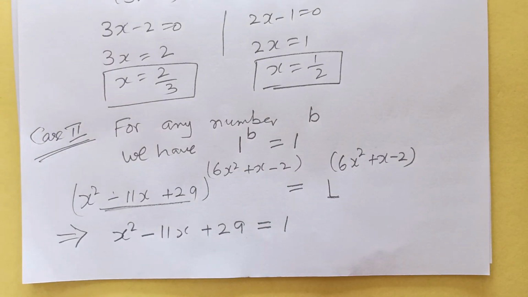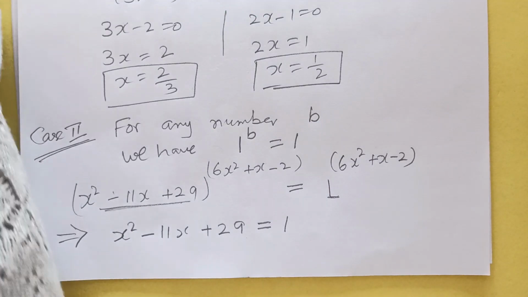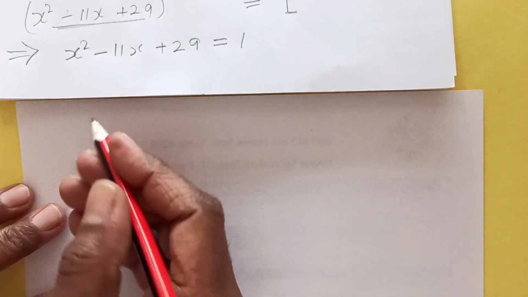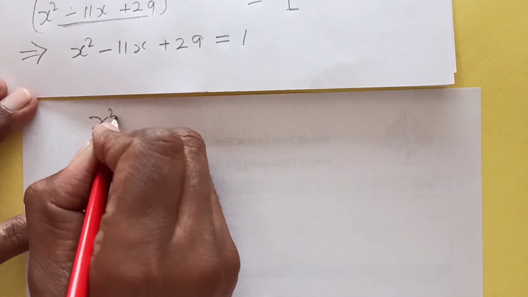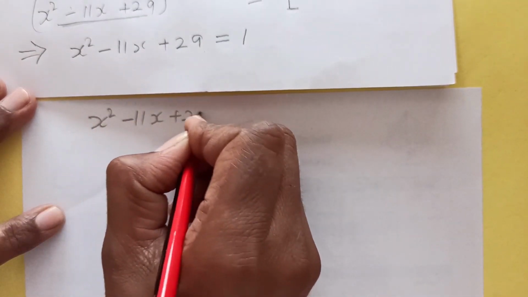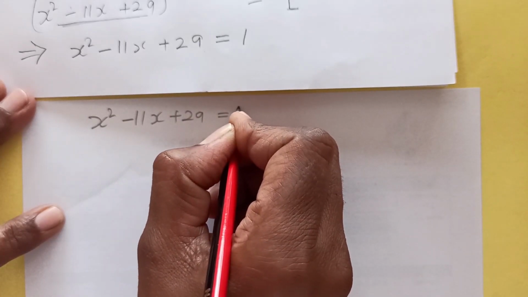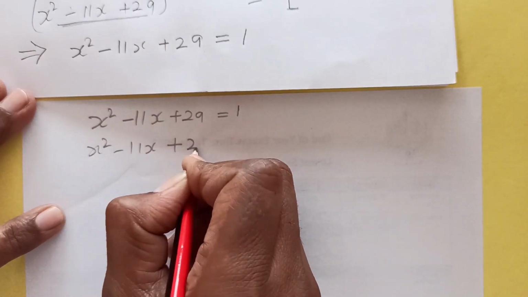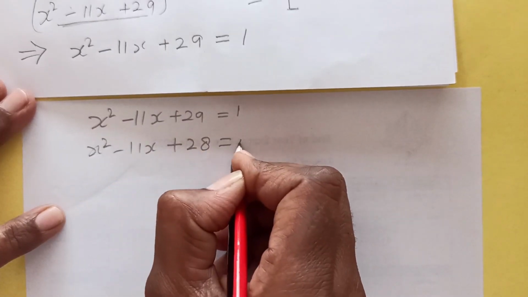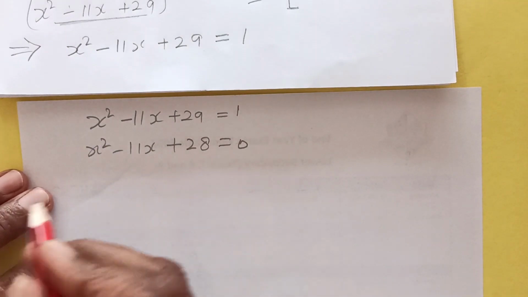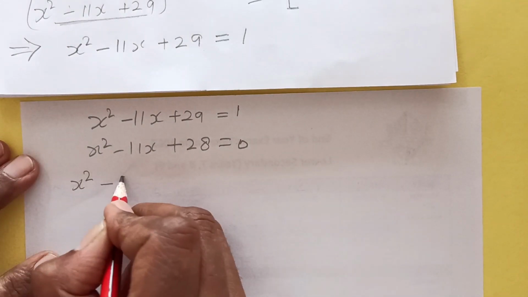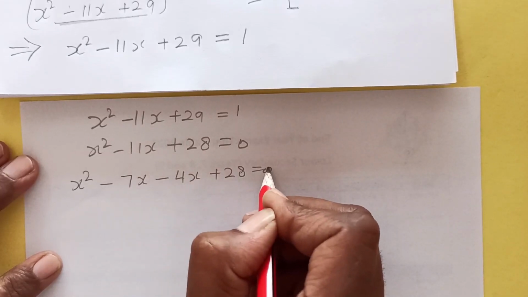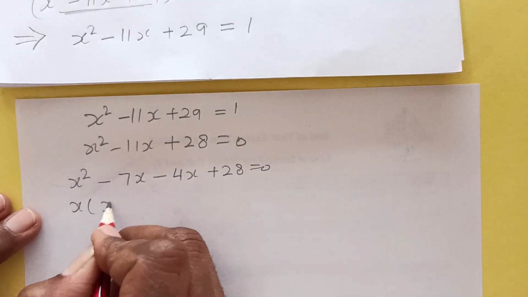So we got the equation now. Now we can simplify this one. So let me rewrite: x squared minus 11x plus 29 equals 1. So x squared minus 11x plus, bringing 1 this side, 28 equals 0. So now we can make factors again. This will be x squared minus 7x minus 4x plus 28 equals 0. Now you know the process, x is x minus.